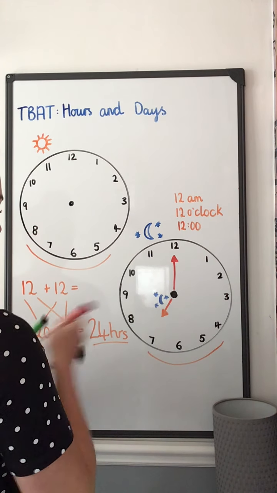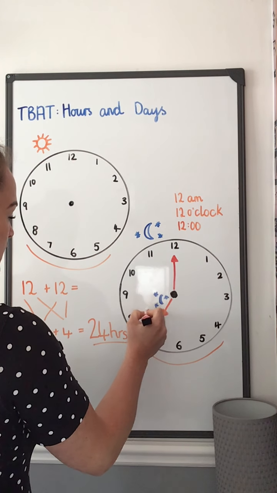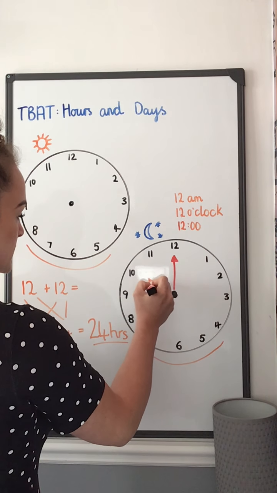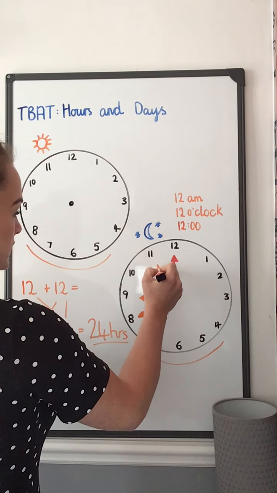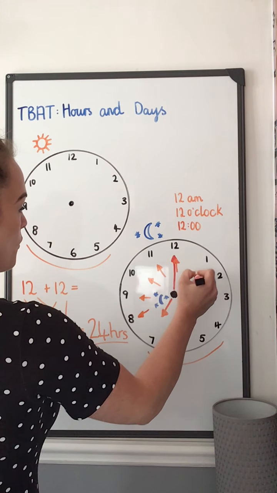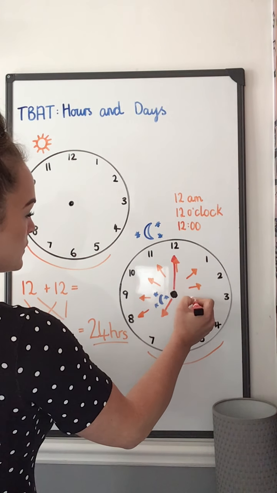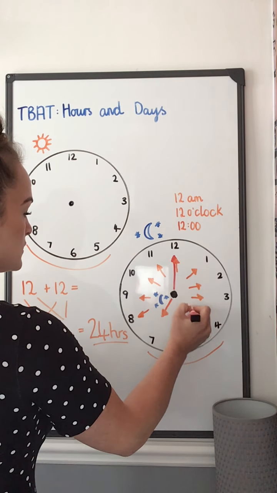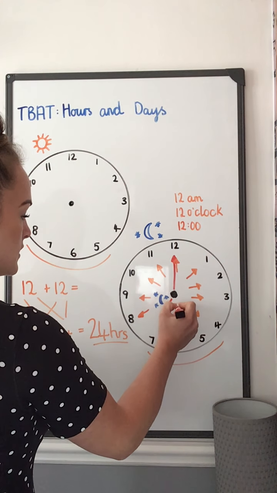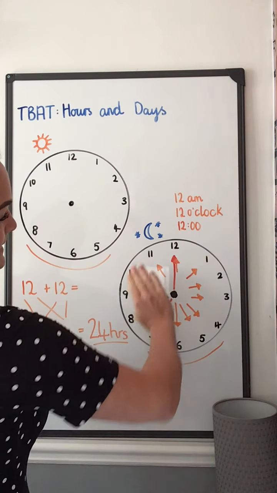So we're going to count our hours. 7. Then we go to 8, 9, 10, 11, 12, 1, 2, 3, 4, 5, 6. So you've been asleep all that time.